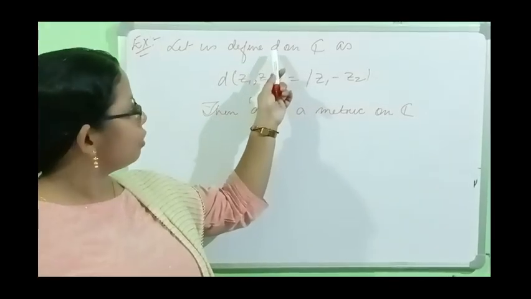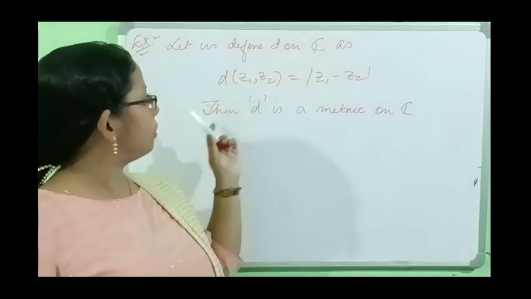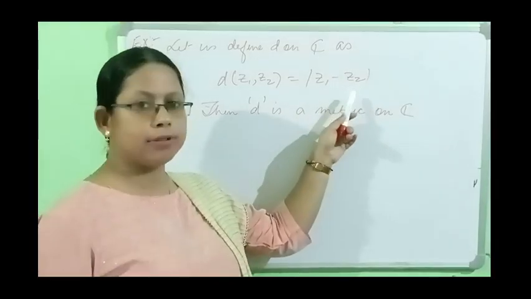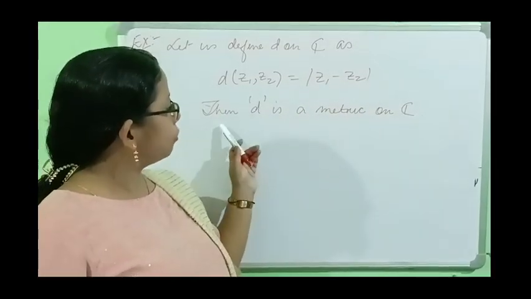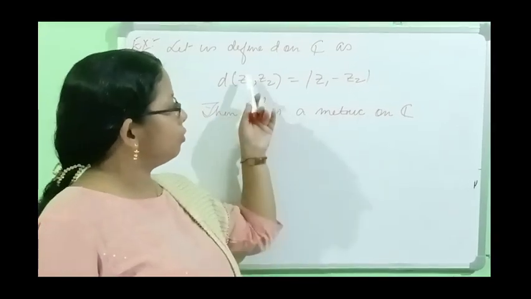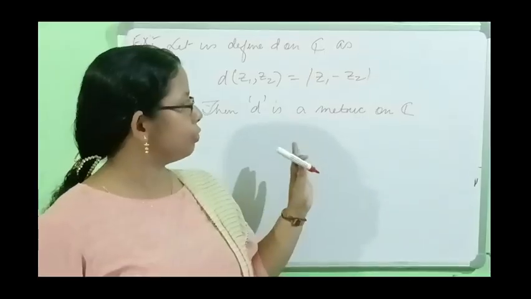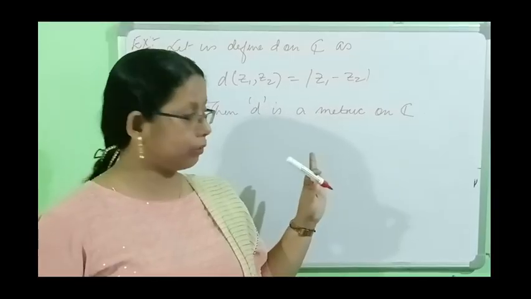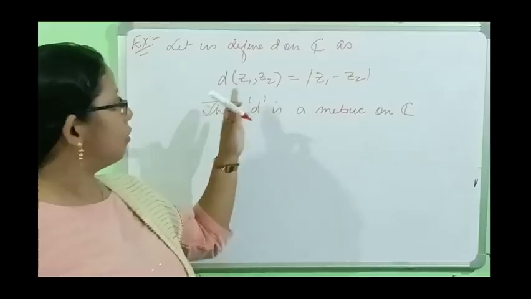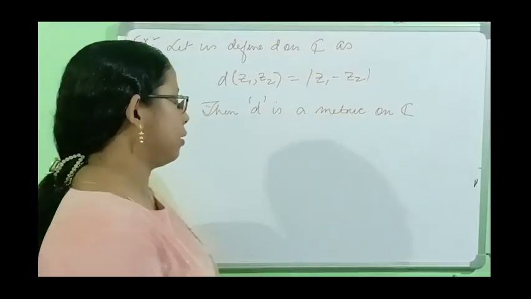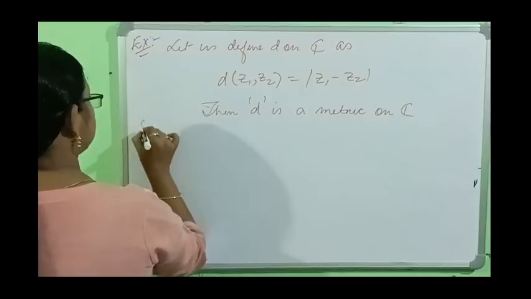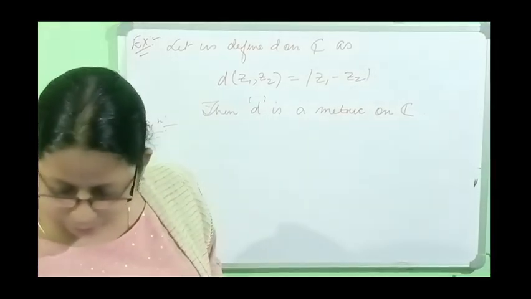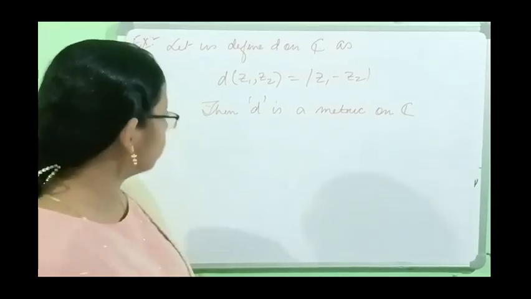Given a function D defined on the set of complex numbers C as D of Z1, Z2 is equal to modulus of Z1 minus Z2, we have to show D is a metric on C. That is, we have to show that this satisfies the three conditions for a function to be a metric: non-negativity, symmetry, and triangular inequality. Then D is a metric on C. Now, solution.